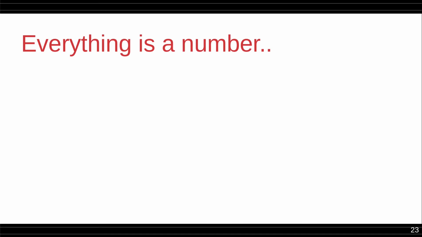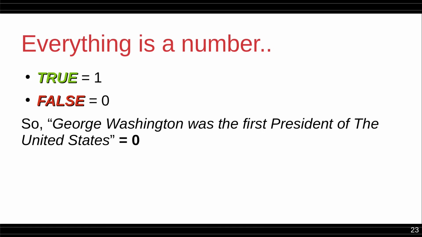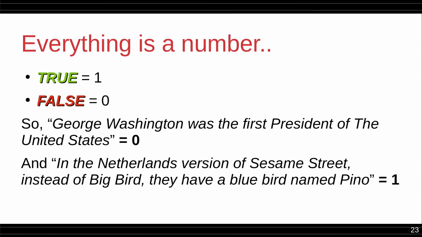And because we've also learned that everything that happens within a computer has to do with numbers. And here we are. We can express true and false in numbers. True equals 1 and false equals 0. So what does that mean? That means that if we ask ourselves whether George Washington was the first president, we can say that's 0. And consequently, when we want to confirm the existence of Pino, we can say 1.